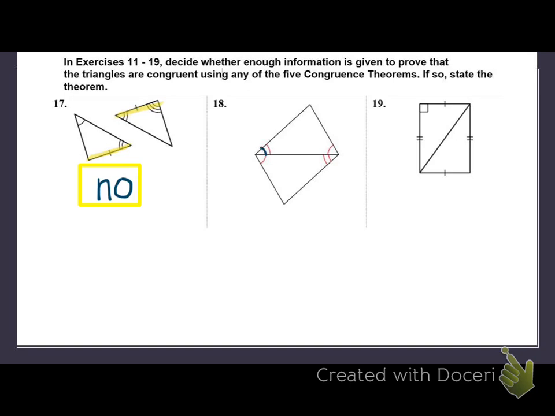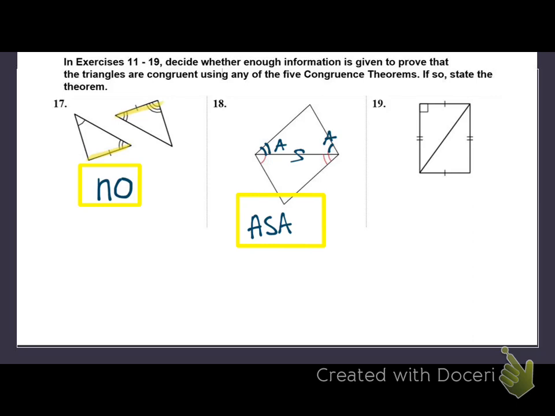This next one, we got 2 angles. What else do we have? A shared side. So is it angle, angle, side, or angle, side, angle? Angle, side, angle. And then last, this one is a very tricky question.